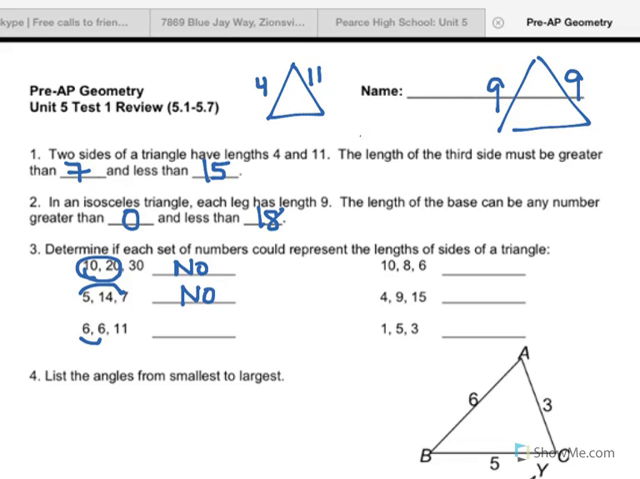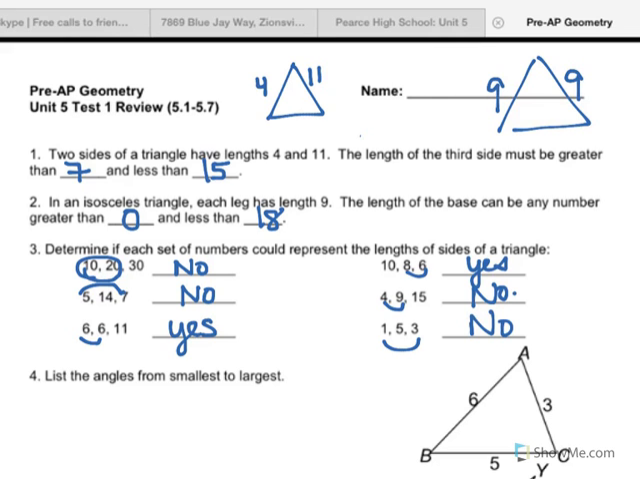6 plus 6 is 12. That is greater than 11, so yes, triangle. 8 and 6 is 14. Yes, it's greater than 10. 9 and 4 is 13. That's a no on that one. And then finally, 1 plus 3 is 4, and 4 is less than 5, so that is not going to work.